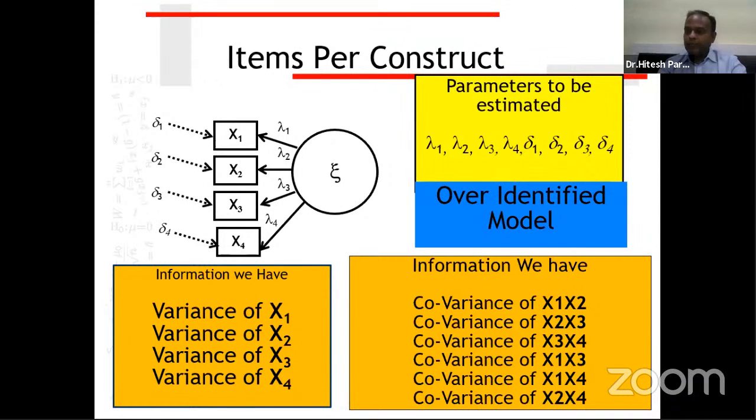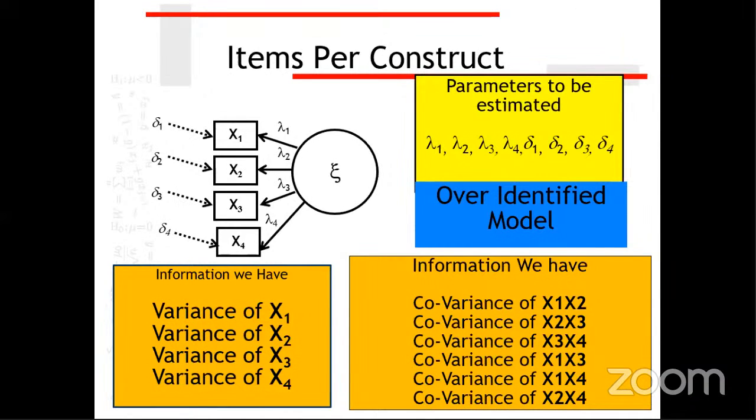So if it is more than 5 or 6 items, then it is the safer side for us, because even if we delete 1 or 2 items, on an average we will still have more than 4 items per construct. Okay, so thank you, sir.